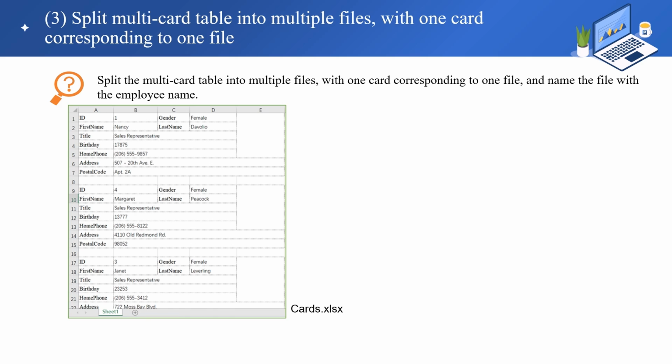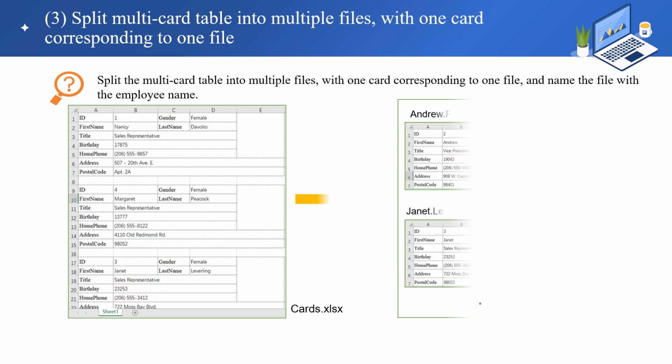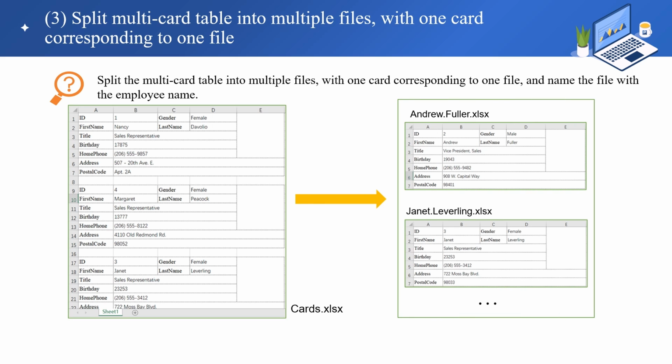Three: split a multicard table into multiple files, with one card corresponding to one file. There is a multicard table cards.xlsx, which stores multiple card-style tables, and each card contains the basic information of an employee. Now we need to split this table into multiple files, with one card corresponding to one file, and name the file with the employee's name.